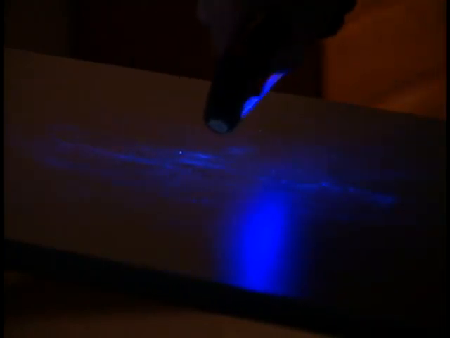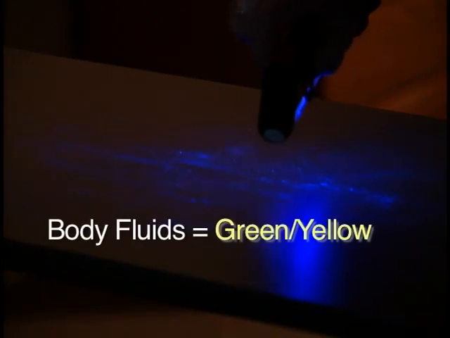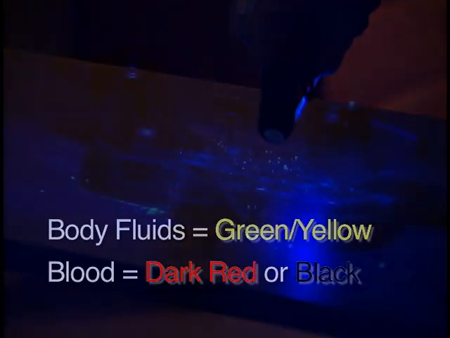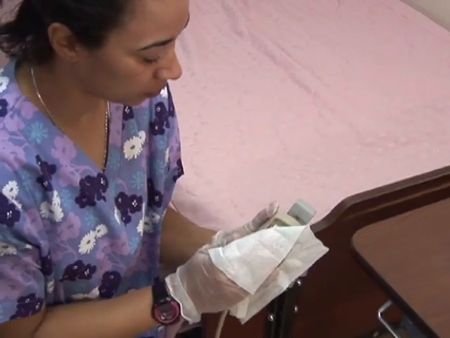Now, use the ultraviolet lamp to examine the rest of the room for contaminants. Turn off all the lights and pass the lamp over all of the furniture and surfaces. Most body fluids naturally fluoresce a green-yellow under ultraviolet light. Blood specifically fluoresces a dark red or black. As you can see, proper housekeeping procedures and infection control go hand in hand.